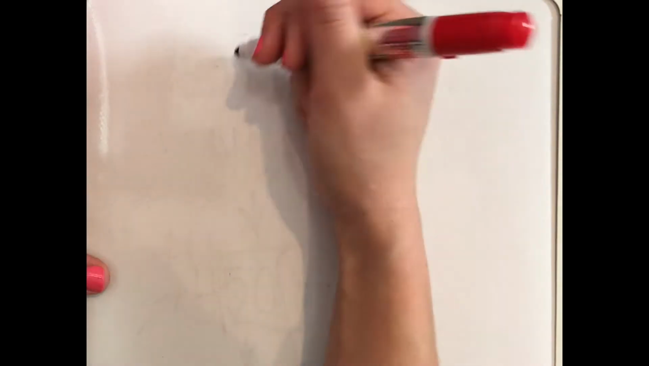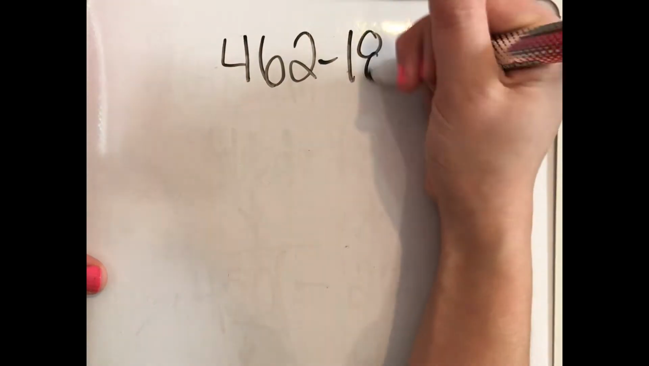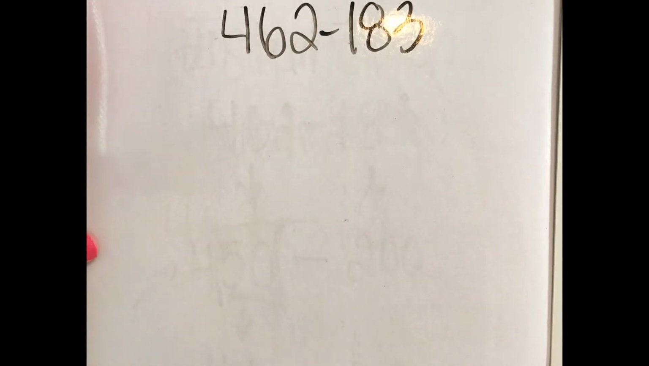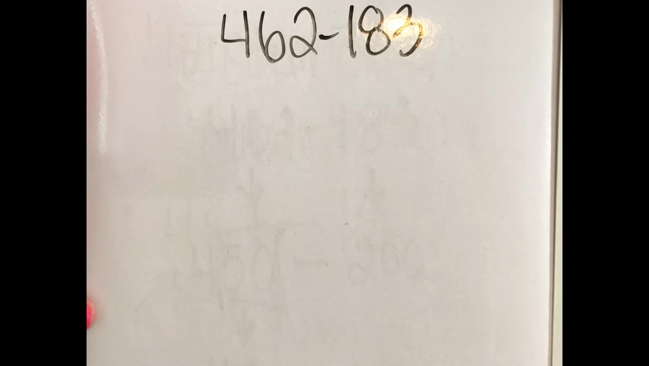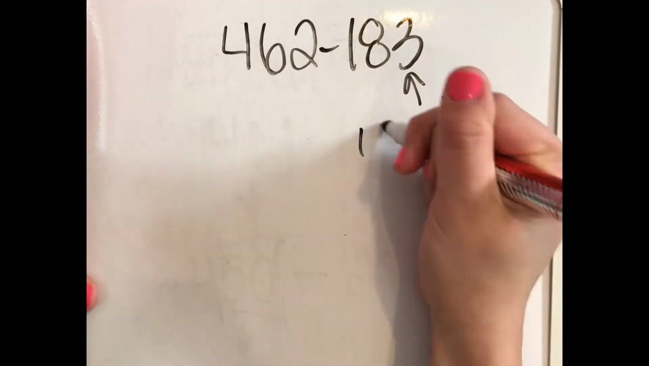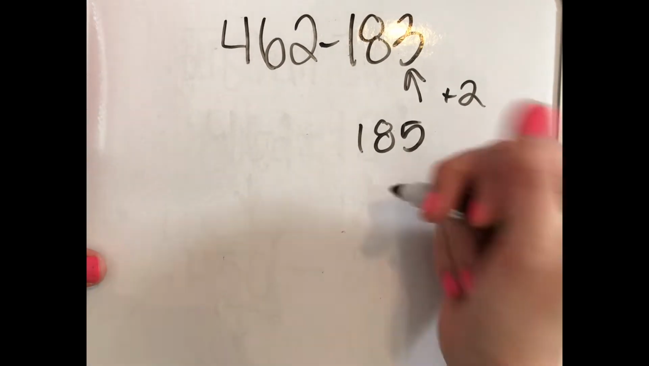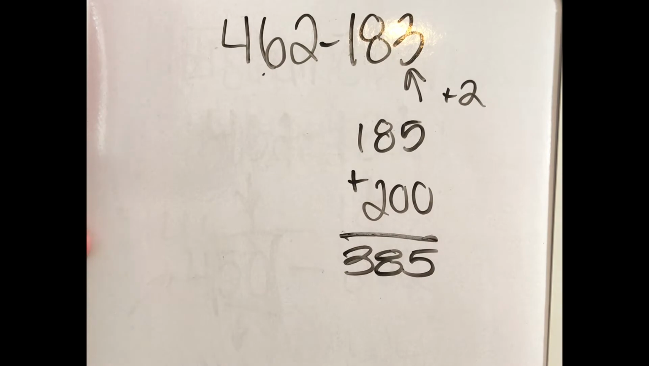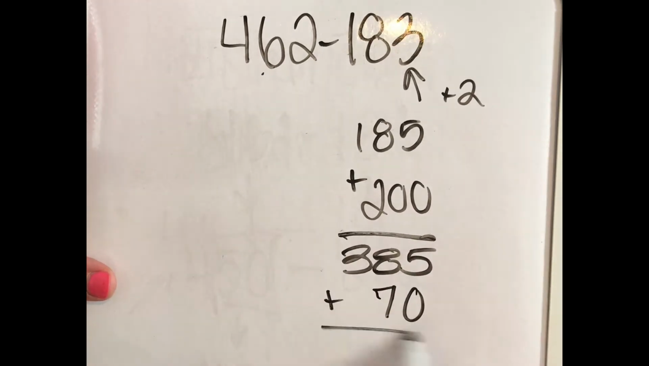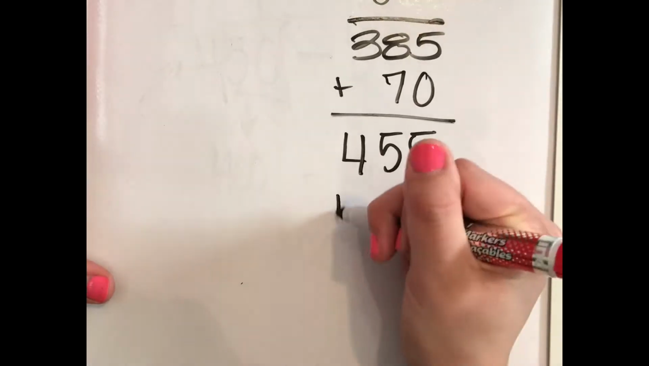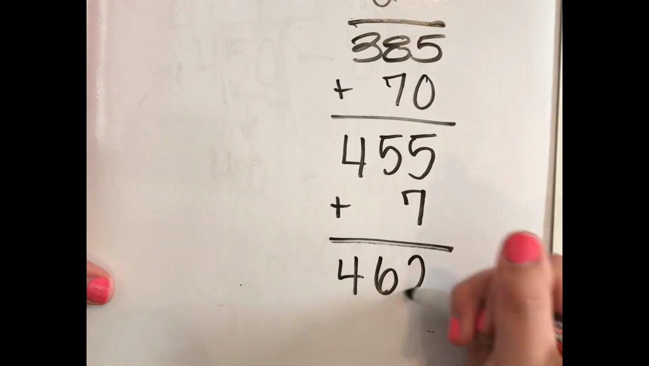Moving forward, we'll use a technique called adding up. Adding up allows us to add smaller numbers on to hopefully get to the correct solution. So we'll start off by adding 2 ones to 183, or the subtrahend, which will give us 185. From there we can add 200, gives us 385, and then we can add 70, which gets us closer at 455, and to get to 462 we'll add 7 more.